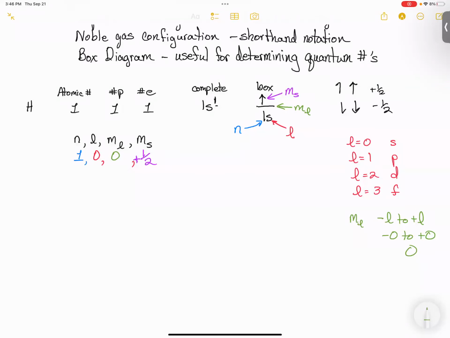And that is the quantum numbers for hydrogen's 1 electron.